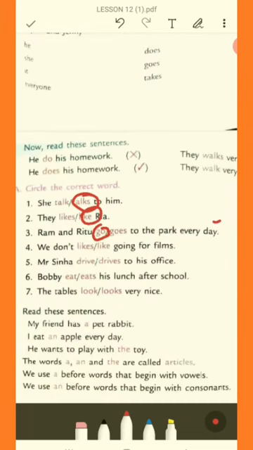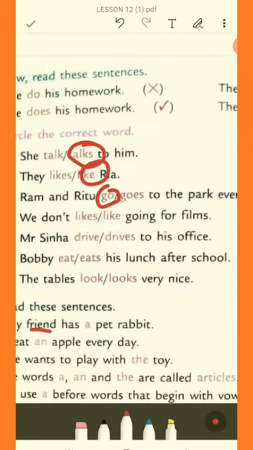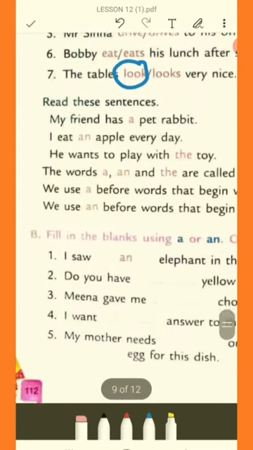So children, you try the rest on your own. It's very simple. If you want, I can do the last one for you, right? The tables look very nice or looks very nice. The tables look very nice. Okay, you are asked to read the sentences again.